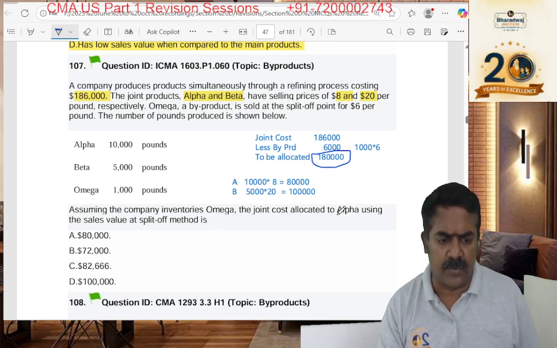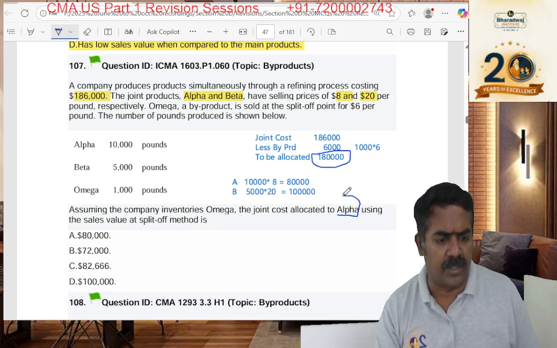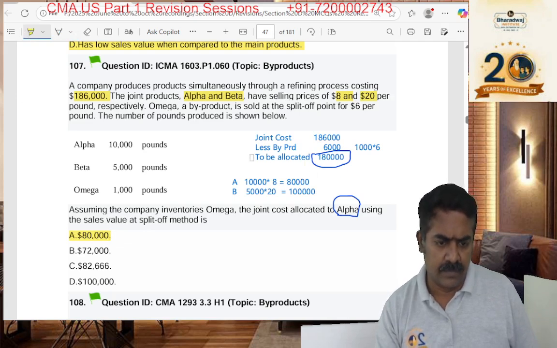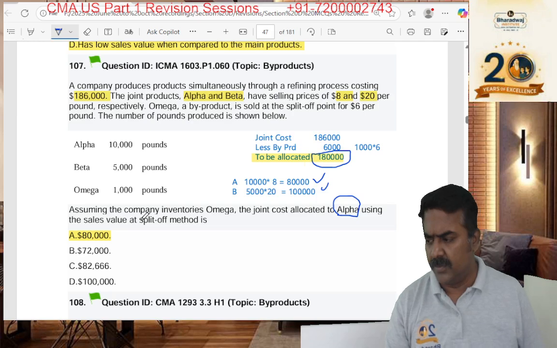They ask you to find out the joint cost to be allocated for which one? Alpha. So, it will be 80,000 divided by 1,80,000. The joint cost of 1,80,000 is to be allocated in which ratio? 80 is to 1 lakh. So it will be 80,000 for the first one.